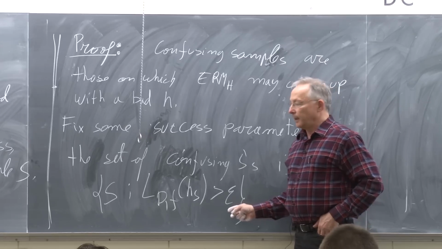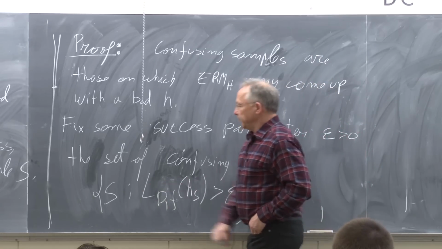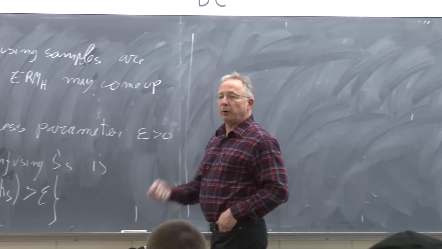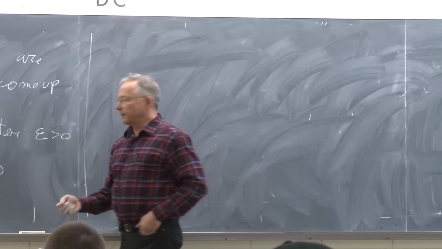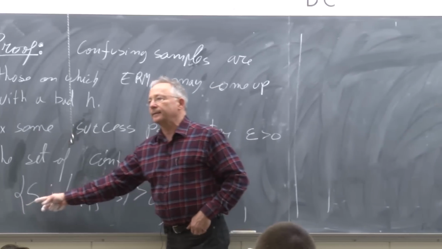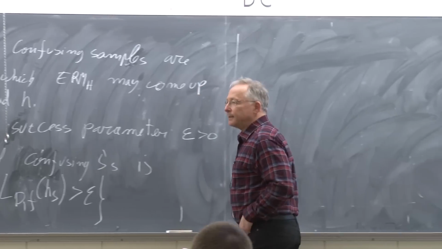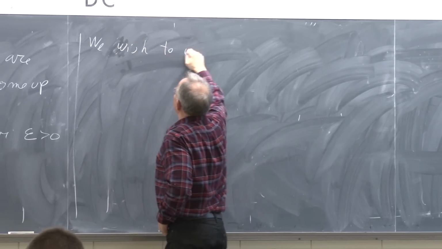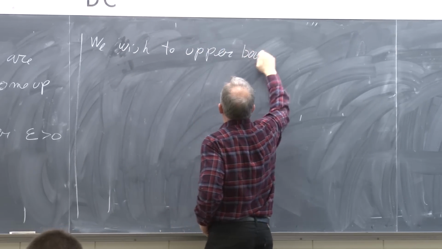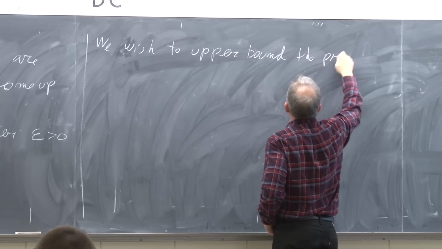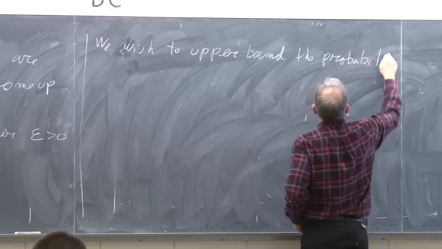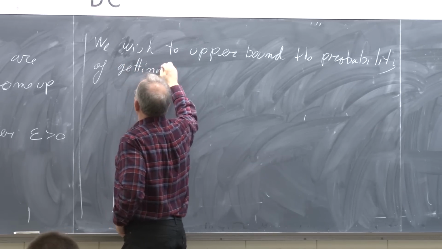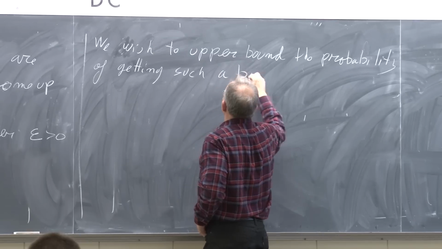Okay? And what we really care about is, we have here a way of generating S. The way of generating S is picking points independently at random. So we want to show that the probability that we will pick a bad S is very small. So what we wish to upper bound is the probability of getting such a bad sample.